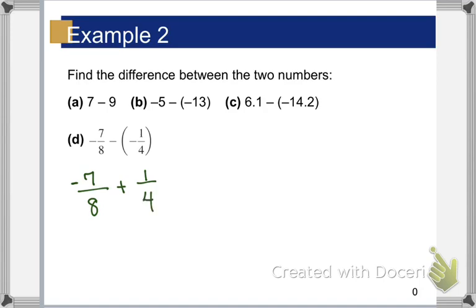Okay? So my common denominator is going to be 8. Okay, 4 goes into 8 twice. 2 over 8. So 2 over 8. My negative 7/8 has the higher absolute value. So I take that sign and I get negative 5 over 8.